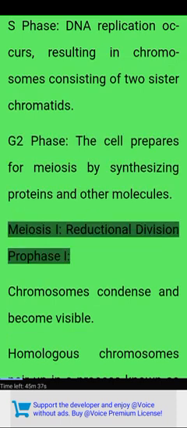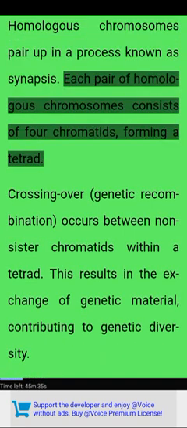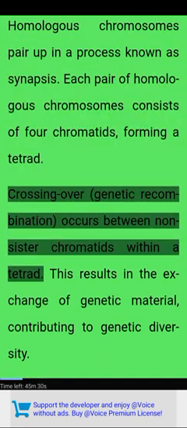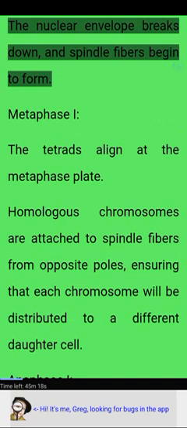Meiosis I, reductional division. Prophase I. Chromosomes condense and become visible. Homologous chromosomes pair up in a process known as synapsis. Each pair of homologous chromosomes consists of 4 chromatids, forming a tetrad. Crossing over, genetic recombination, occurs between non-sister chromatids within a tetrad. This results in the exchange of genetic material, contributing to genetic diversity. The nuclear envelope breaks down, and spindle fibers begin to form.